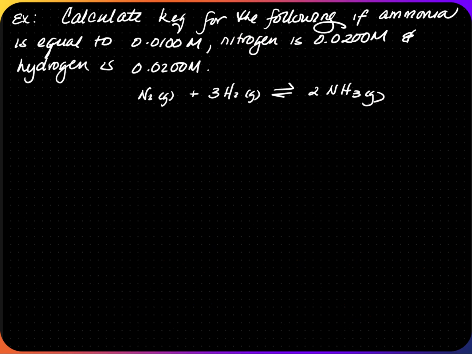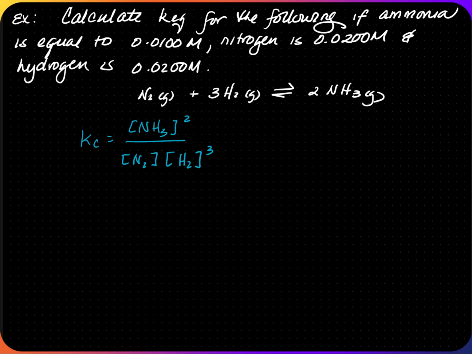For the following example, it says calculate the Keq for the following if ammonia is equal to 0.0100 molar, nitrogen is equal to 0.0200 molar, and hydrogen is equal to 0.0200 molar. The concentrations are given for all the gases. We need to solve for Kc. So general equation is products over reactants. So this is going to be NH3 squared divided by N2 times H2 to the cube.